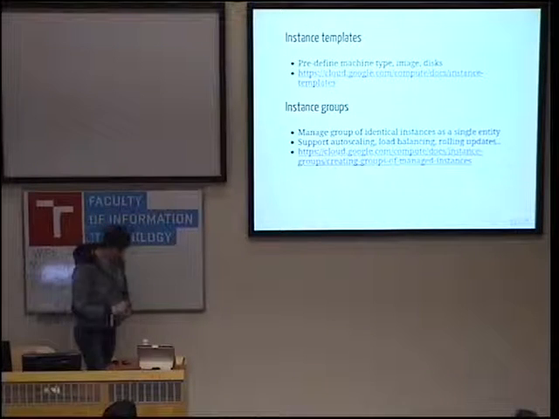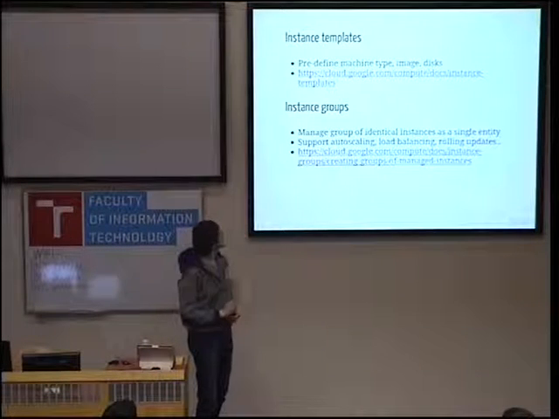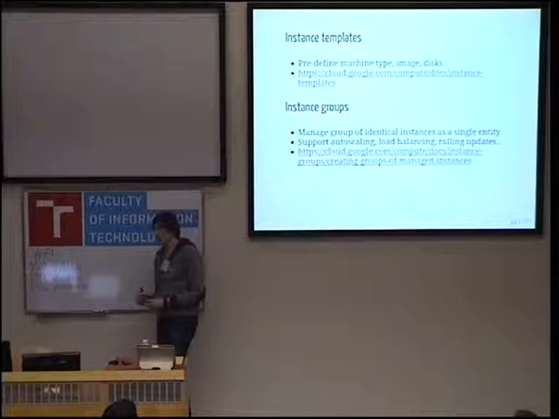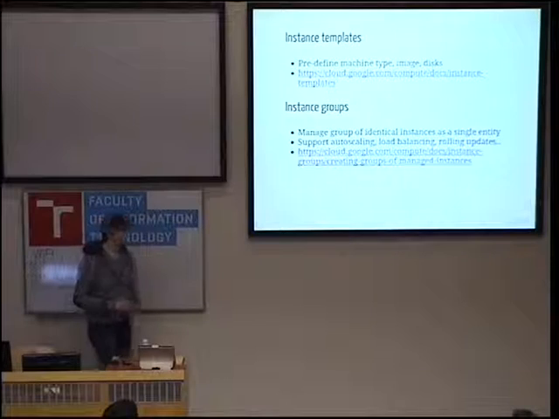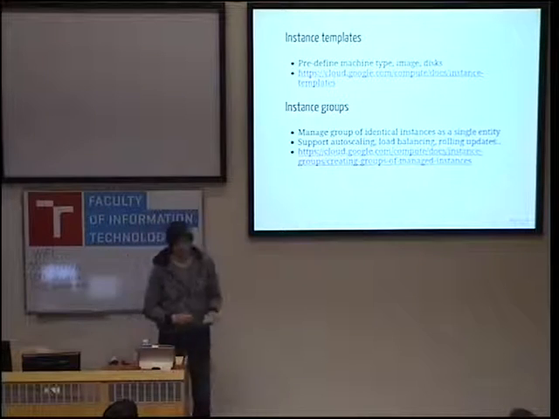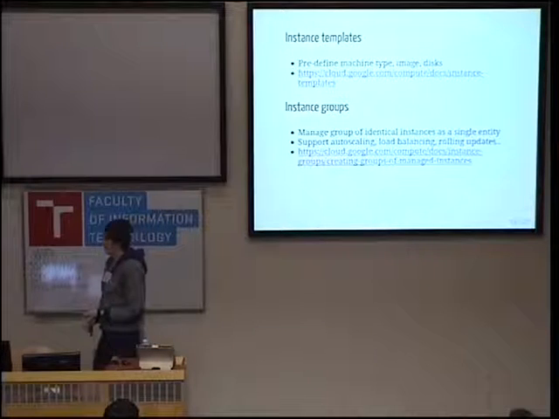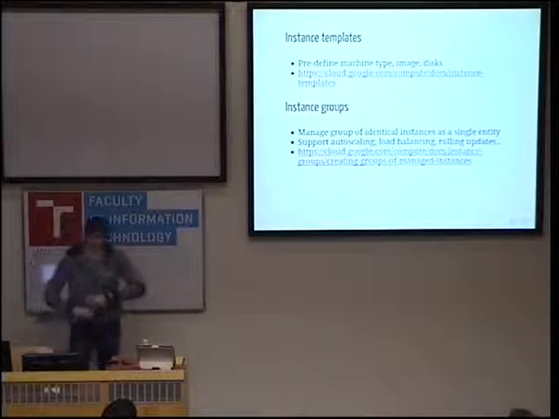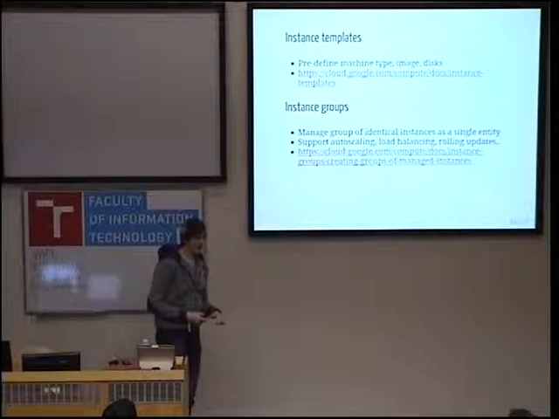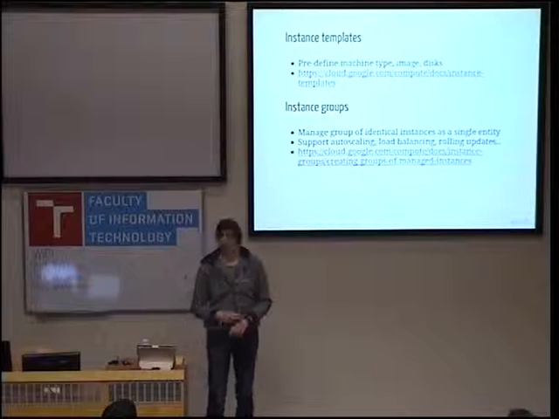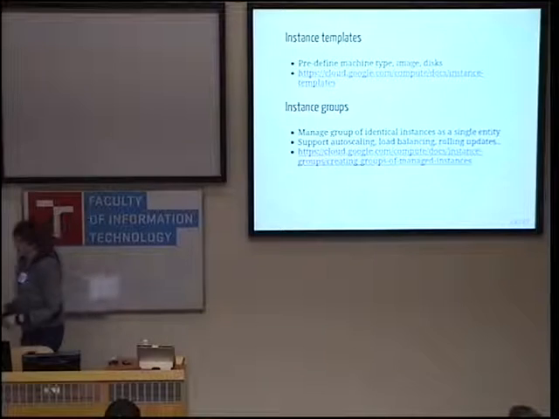Alright, so now about the instances. Google provides two neat features. One is instance templates, where you can pre-configure how your instance will look, meaning that you can specify the machine type. Machine type contains the number of CPUs and the amount of RAM your instance will have. And you can also, in the instance template, specify which image will be used to create the instance and what disks will look like and stuff like that. So you don't need to create that for every instance separately.